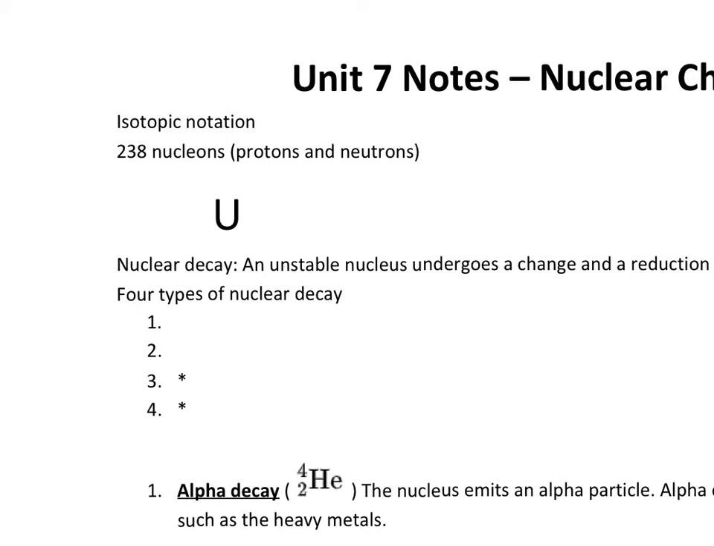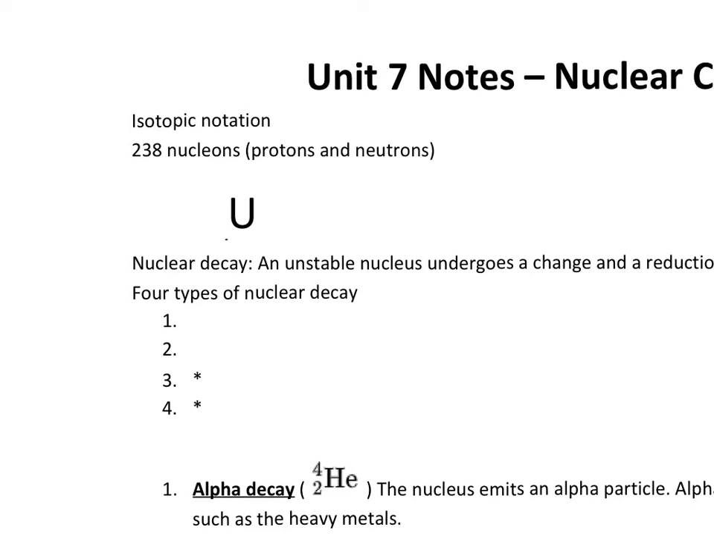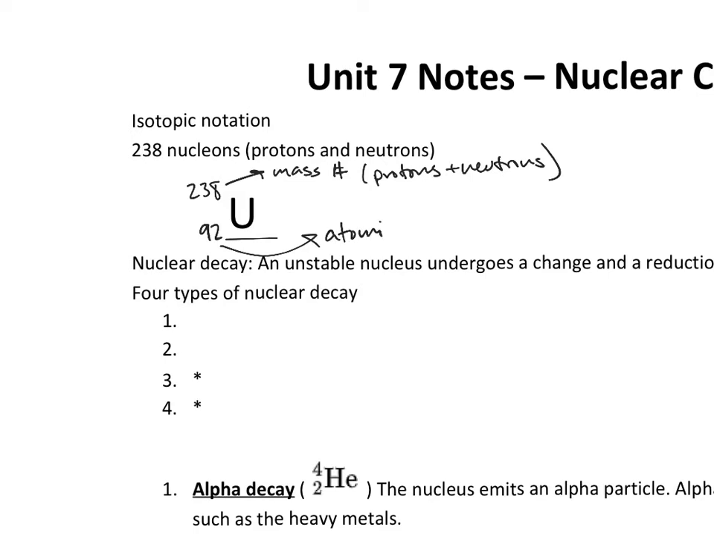So isotopic notation was where you have the symbol of an element, like here, U is uranium, and at the top you have the mass number, which is protons plus neutrons. And on the bottom, you have the atomic number. And you can find the atomic number for an element by looking it up on the periodic table. If you look up U on the periodic table, you'll see that it is uranium, which is element number 92. So on the bottom here, you put that 92, which is the atomic number, or the number of protons.